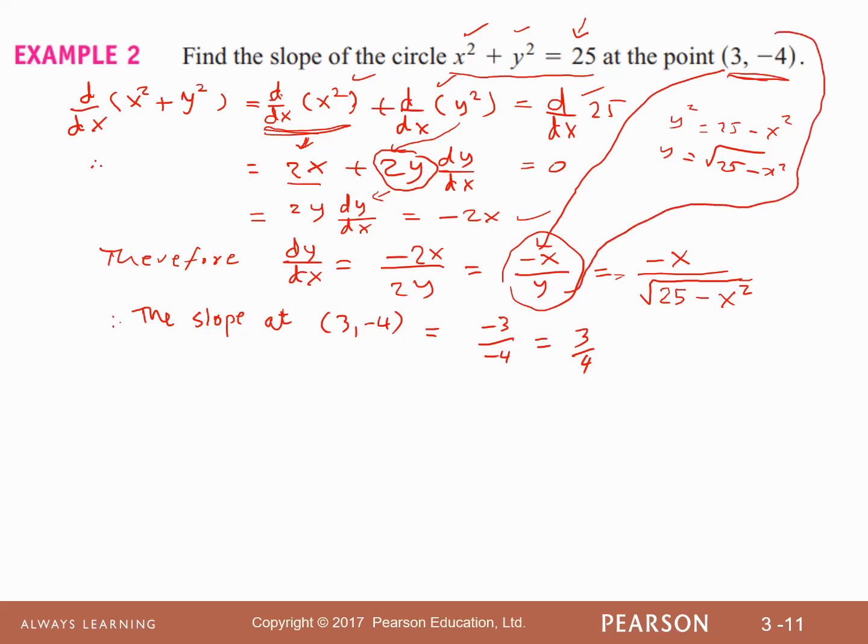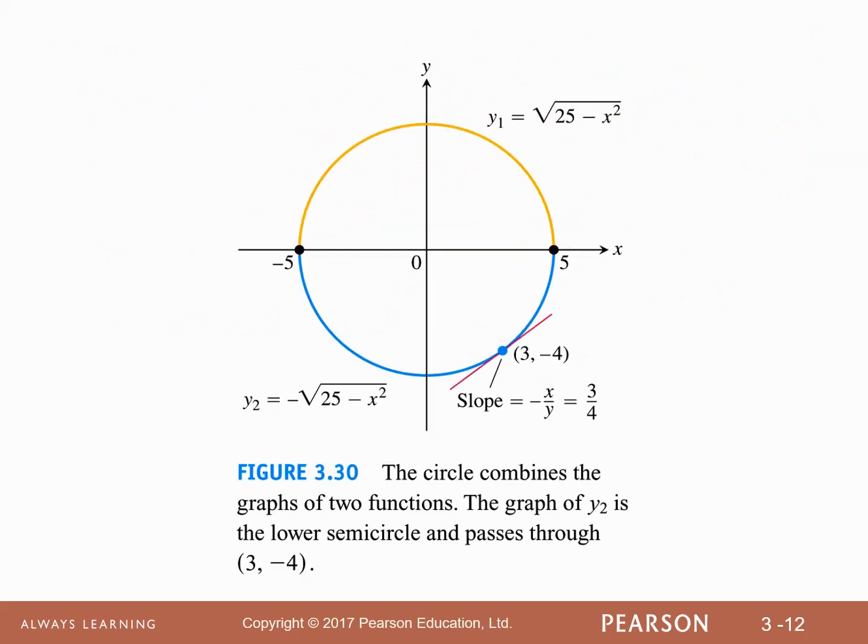Negative 4, right? So it will be negative 3 divided by negative 4, and that's going to give us 3 over 4. Clear, Shabab? Good. Here is the circle, and here is the point 3, comma, negative 4.